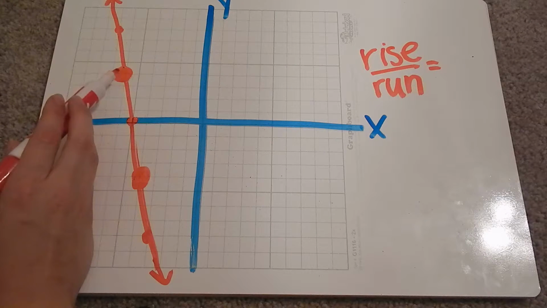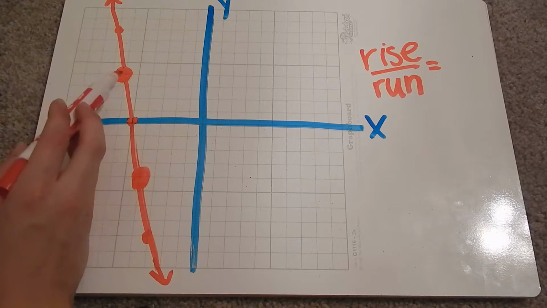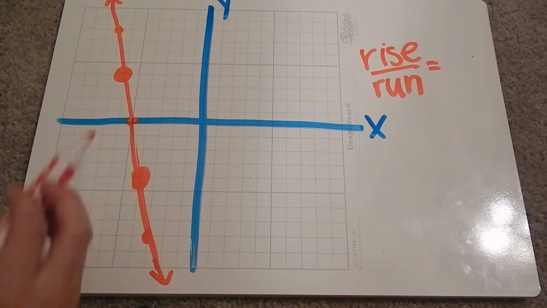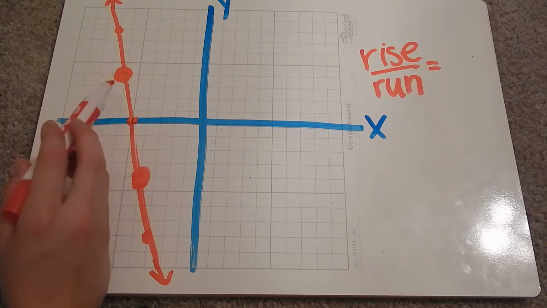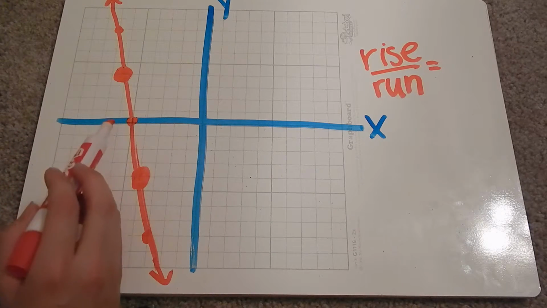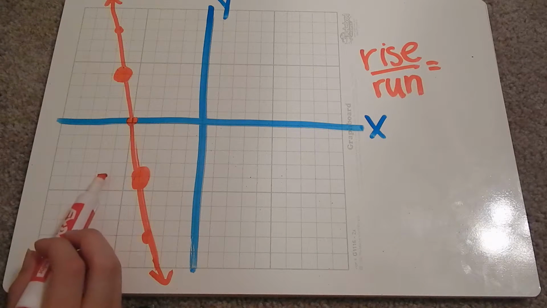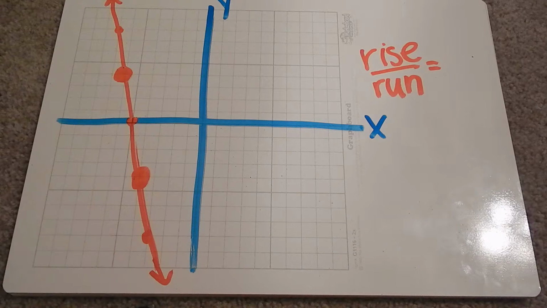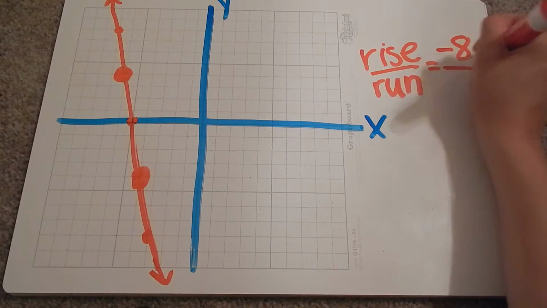Rise is how much I need to go up or down to the next point. So here's my next point. Obviously, I need to go down. So I'm going to count how many units I need to go down to get to my next point. It's going to be 1, 2, 3, 4, 5, 6, 7, 8. 8 units down to get to my next point. Since I'm going down, it's going to be a negative 8.